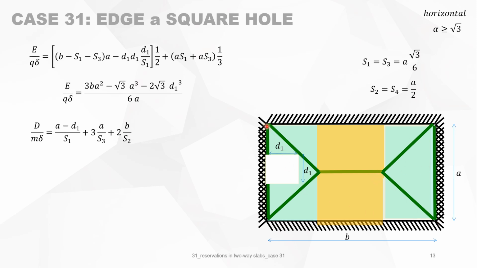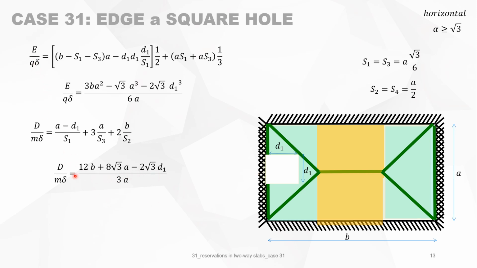And on the other side, we get A times A over S1. So we get that 3 times. It's there once, and then we get 2 times this. And then for the reservation, the yield line is cut by the reservation. Then we get A minus D1, and the angle of rotation is delta over S1.